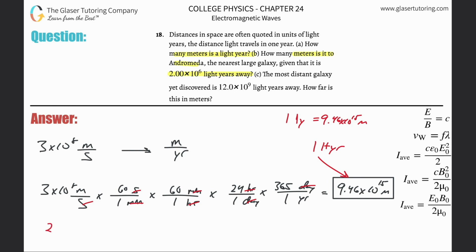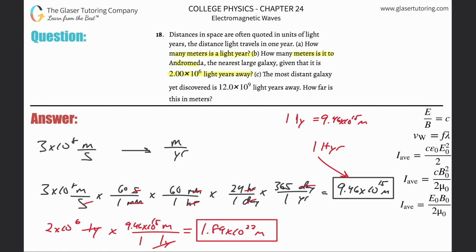We take this value, 2 times 10 to the 6 light years, with light years on the bottom and meters on the top. For every 1 light year, there will be 9.46 times 10 to the 15 meters. Simply multiply by 2 times 10 to the 6th, and that works out to be about 1.89 times 10 to the 22nd meters. So that's about how far Andromeda is.